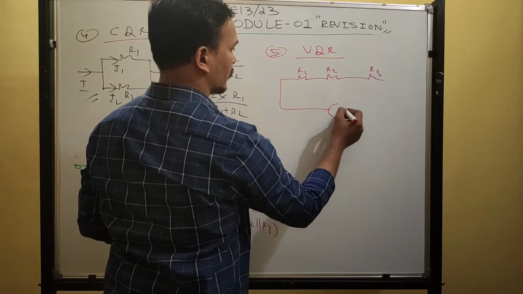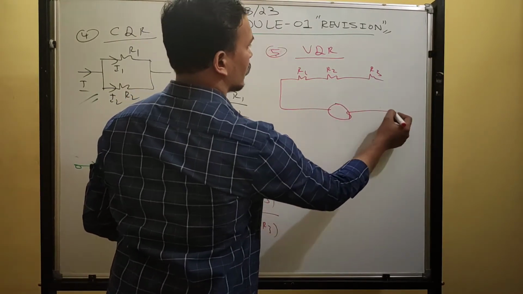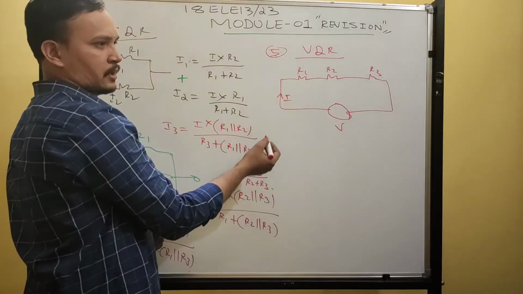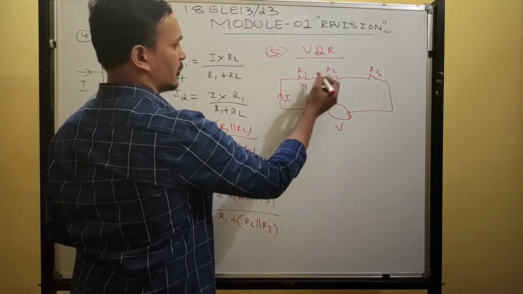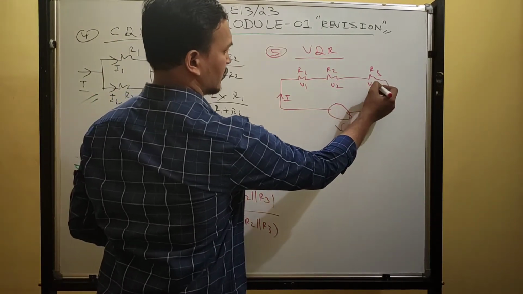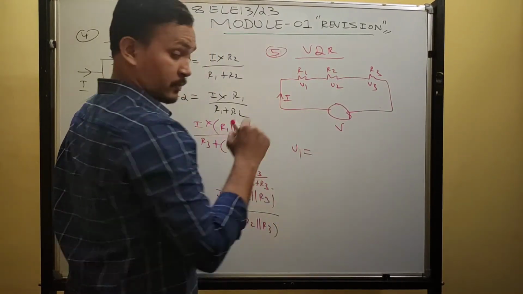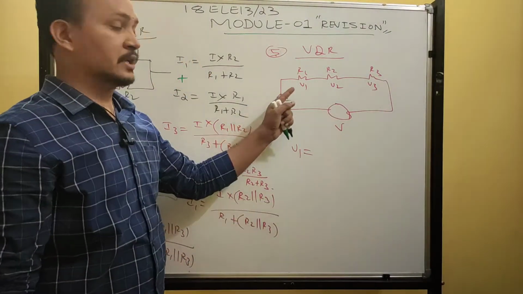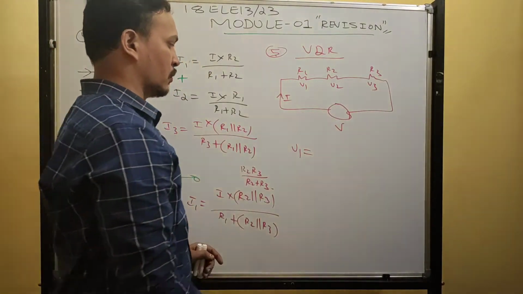See, we can apply the voltage division rule only for a series circuit. So this voltage source drives the current. Current into resistance will give V1, V2 and V3. So by knowing the supply voltage and resistance values, I can find the branch voltage across each and every resistance. That is called the voltage division rule.